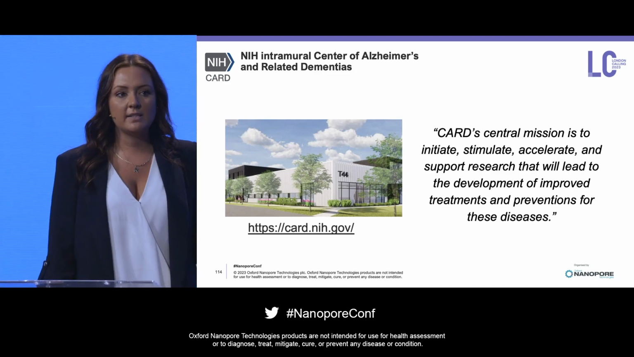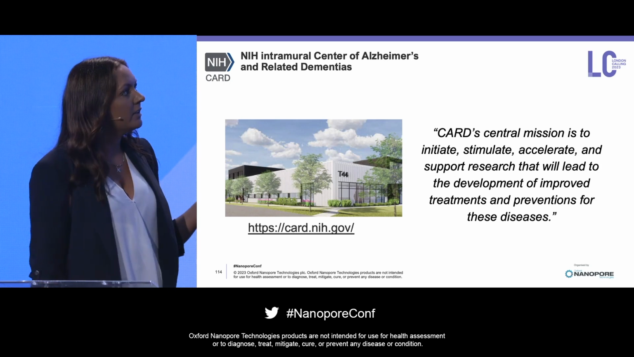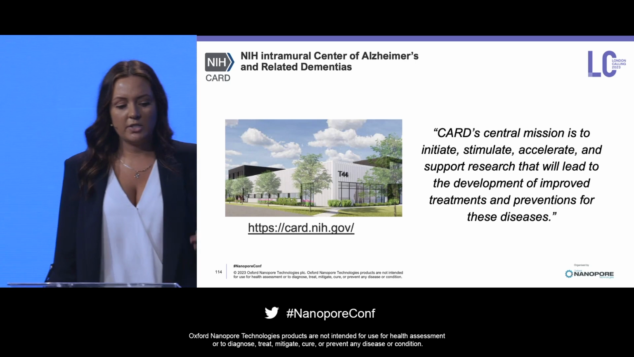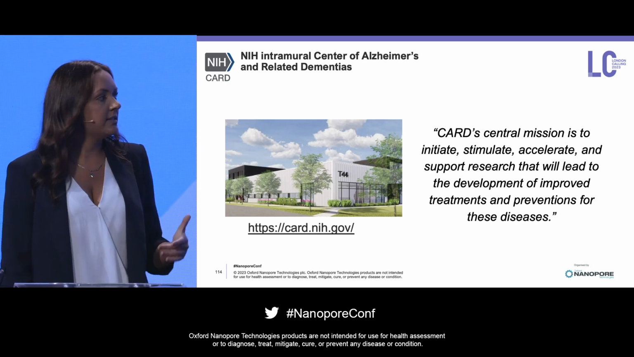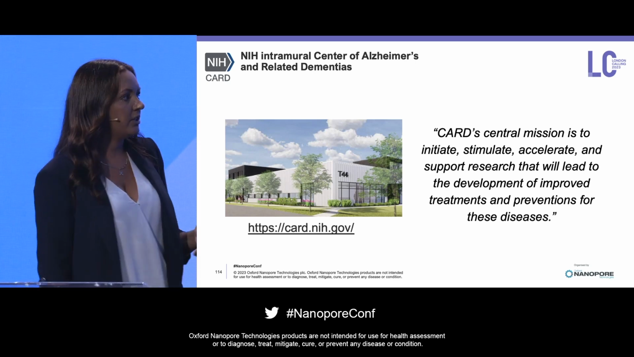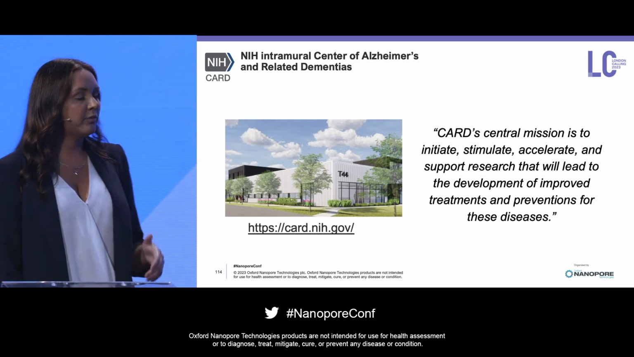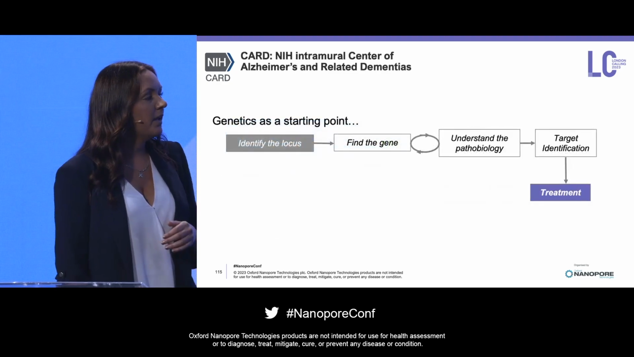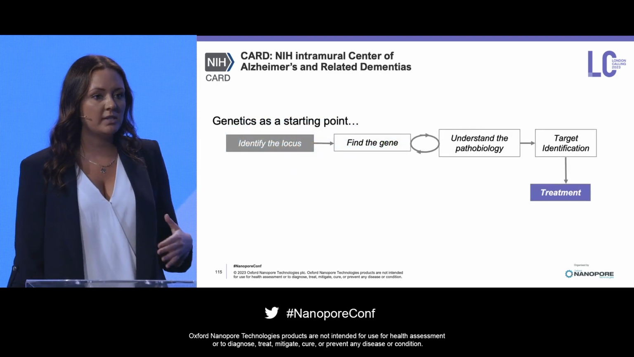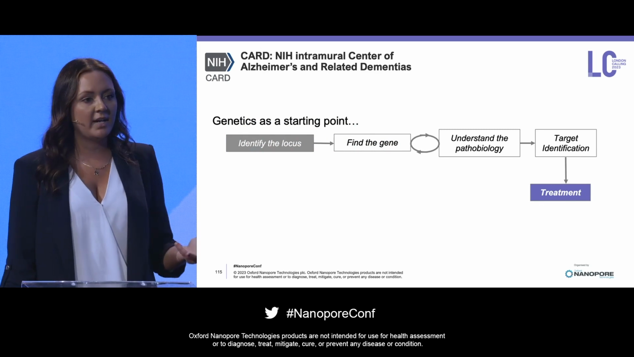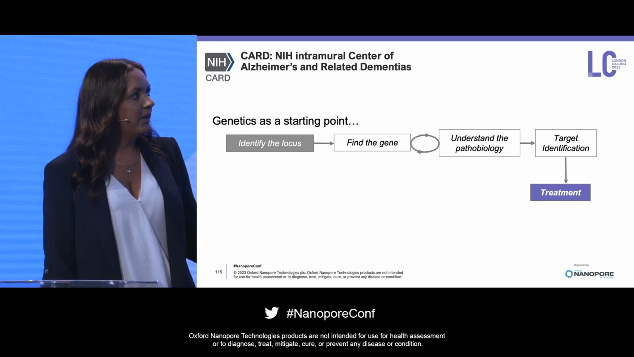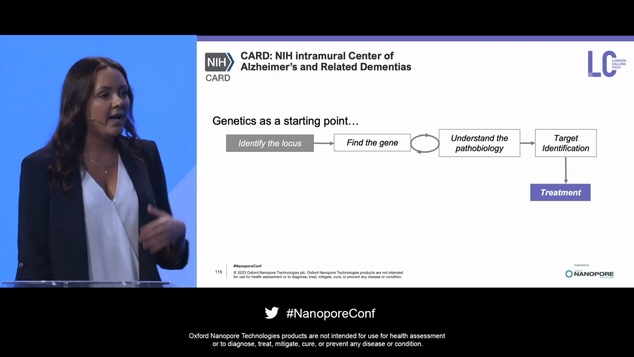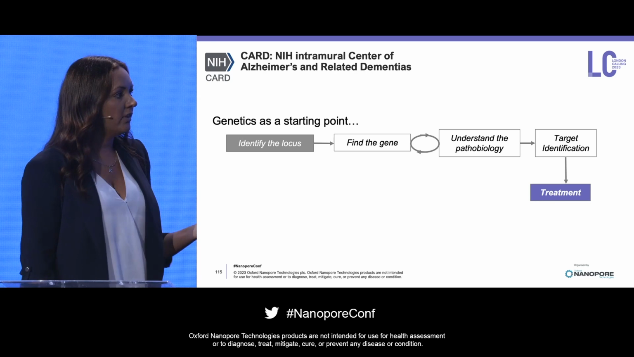CARD is based in America at the NIH, and it's the new Center for Alzheimer's disease and related dementias. CARD's central mission is to initiate, stimulate, accelerate, and support research that will lead to the development of improved treatments and preventions for these diseases. We can use genetics as a starting point to identify treatments. If we identify the genetics, then this gives us a better understanding of the biology, and then we can identify genes to target with drug therapy.